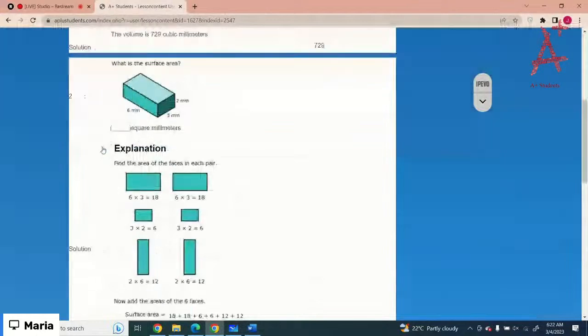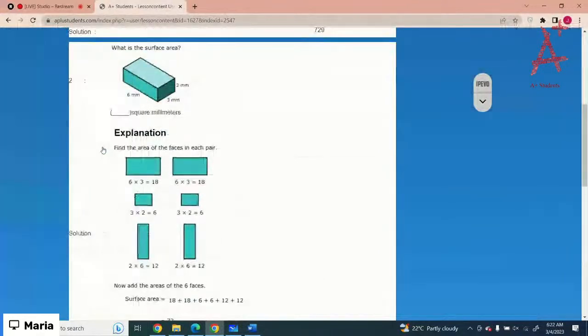Okay. What is the surface area? You have to calculate the surface area of each face. Got it? But each face is in the pair. Got it?